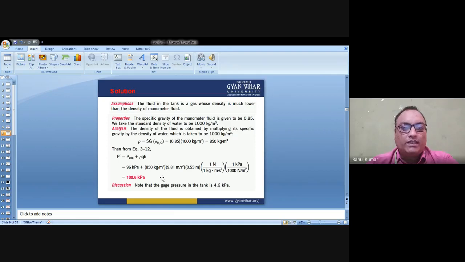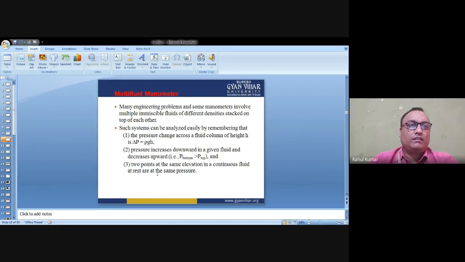Note that gauge pressure in the tank is 4.6 kilopascal, right? Because atmospheric pressure is 96, so 100.6 minus 96 gives the value of 4.6 kilopascal, right? And the next portion comes to the multifluid manometer, right?